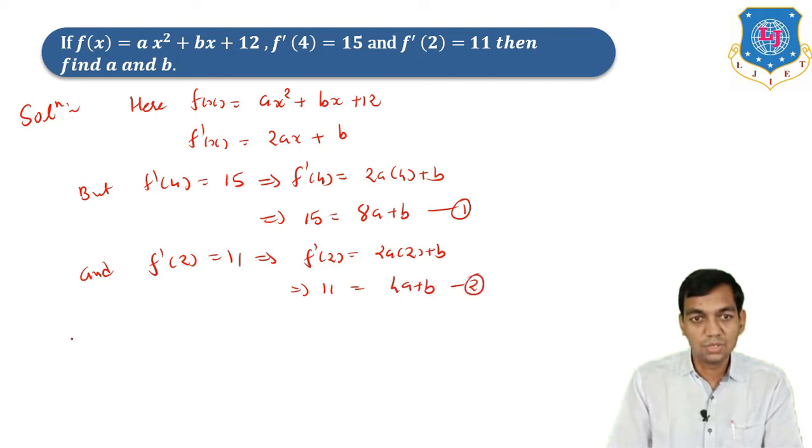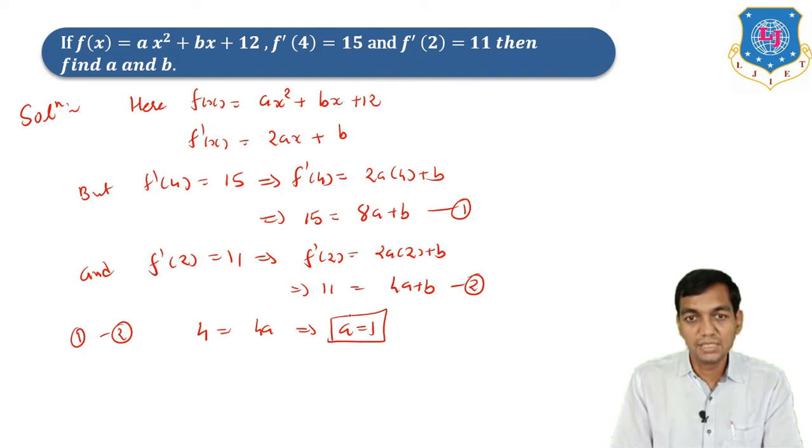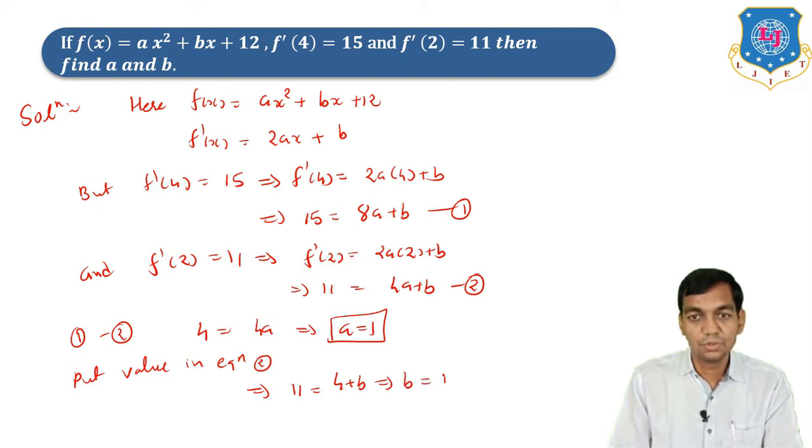So what we are going to do is take the subtraction, 1 minus 2. So 15 minus 11 is 4. 8a minus 4a, that will be 4a, and b minus b will be 0. So you will have a is equal to 1. Now a is equal to 1, put in either of them. So I am going to put it in equation 2. So put the value in equation 2, and that will give 11 is equal to 4 plus b. So b is equal to 11 minus 4. That means b is equal to 7. So this is the value of b. Done?